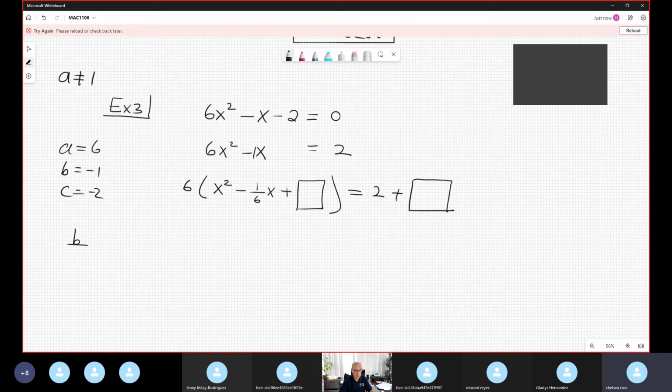The formula is b/2 squared. But who is b? Well, b in our example now is 1/6. Remember, I don't care about the sign. The sign is not important. It's totally irrelevant.